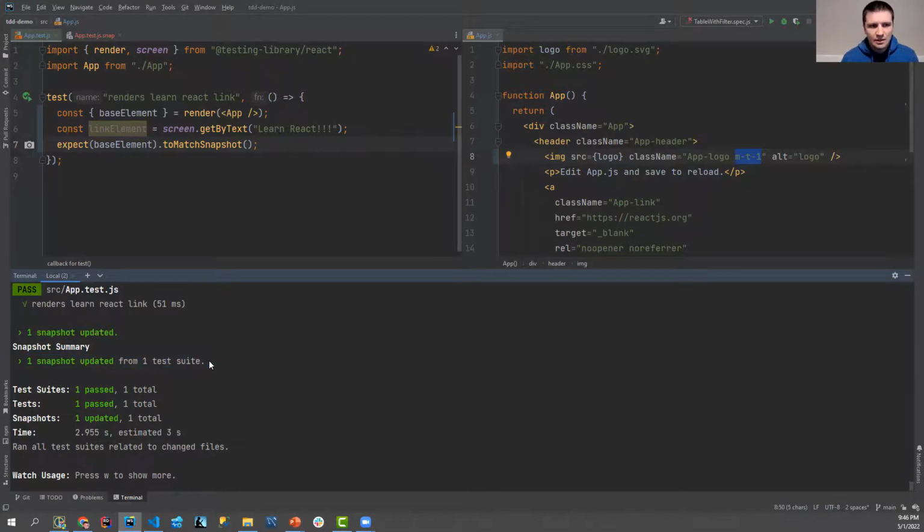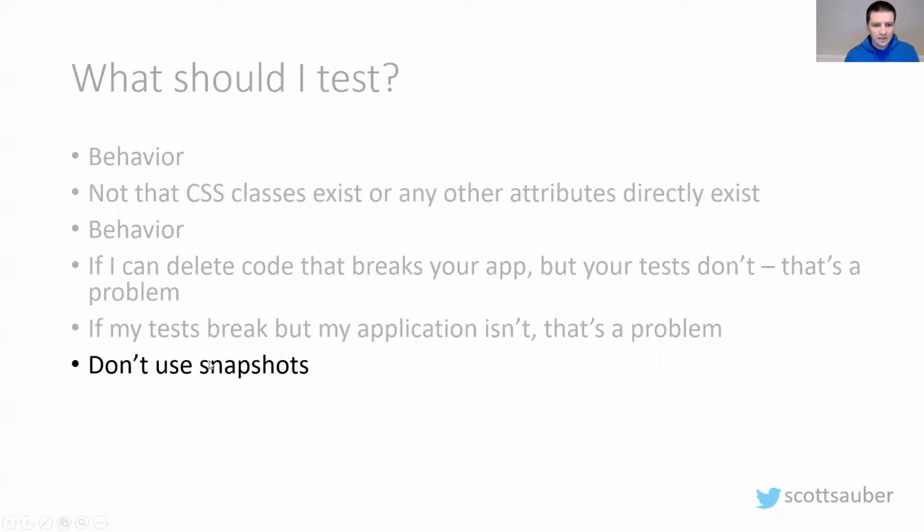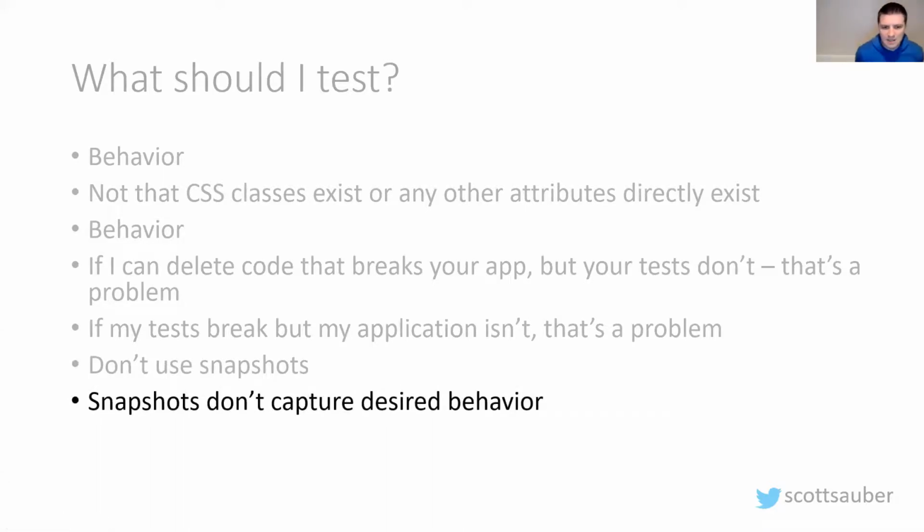So what I don't like about this is it doesn't capture the desired behavior of my application at all. Like it just tests my current structure of my application, as well as it's extremely tied to implementation details. So if I switch things from a div tag to a main tag, or vice versa, or add a CSS class like I just did, or whatever the case may be, my snapshot's going to fail, even though my application didn't change at all. So really, that's one of my beefs with snapshots. And that's why I don't use them 99% of the time, because they don't capture desired behavior.